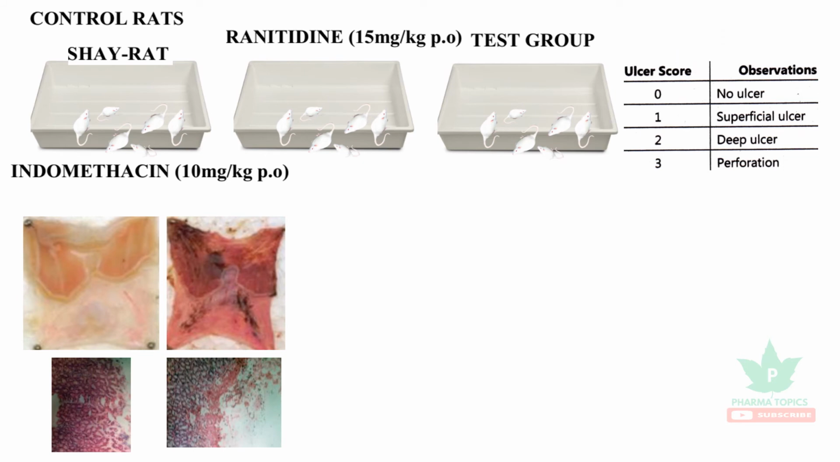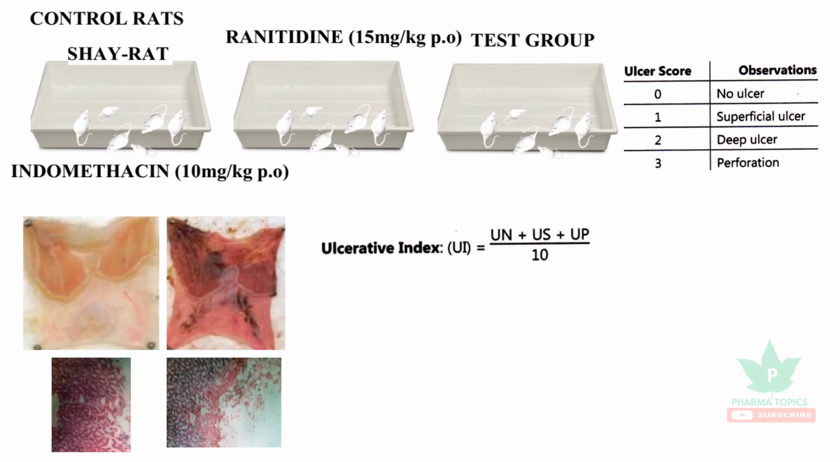The other parameters which are checked include the ulcer score. The observations will be: if there is no ulcer, the score given is 0. Superficial ulcer means 1, deep ulcer means 2, and if there are any perforations in that stomach, then it is given the score of 3.